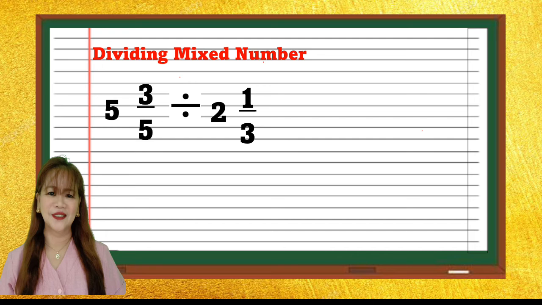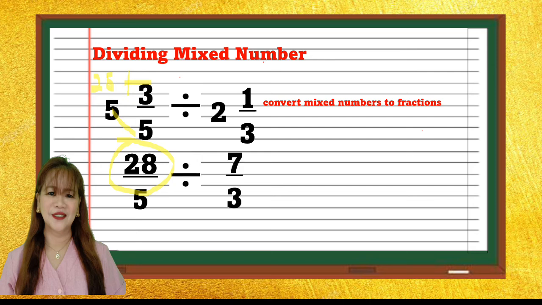Now, let us have this last example. Dividing mixed numbers. 5 and 3/5 divided by 2 and 1/3. So, gagawin muna natin siyang improper fraction. Convert mixed numbers to fractions. So, let us see. 28/5. Paano nakuha ang 28/5? 5 times 5 equals 25, plus 3 equals 28 over 5 or 28/5. So, nagiging improper fraction.